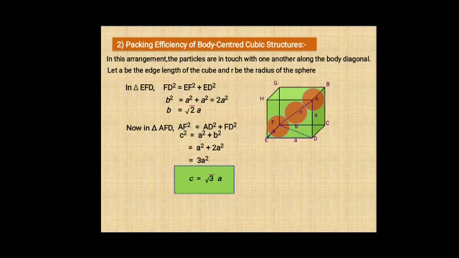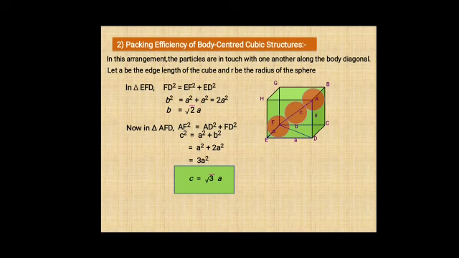From this diagram, it is explained that the lattice point present at the point A and F touches the lattice point present at the body center, that is C, and it becomes the body diagonal. It is called body diagonal. In the diagram, AF is the body diagonal. In this arrangement, the particles are in touch with one another along the body diagonal.